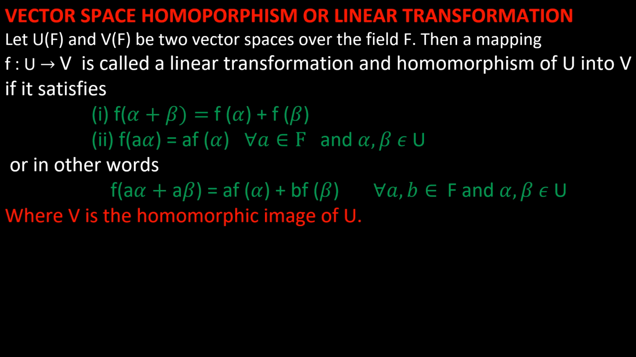Or in other words, we can combine these two properties and write f(a alpha + b beta) = a f(alpha) + b f(beta) for all a, b belonging to F and alpha, beta belonging to U, where V is the homomorphic image of U. That is the definition of vector space homomorphism, and we also call this a linear transformation.